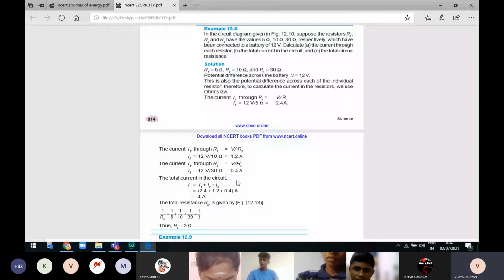We get 6 plus 3 plus 1, that is 10 by 30. Zero cancels, we get 1 by 3. So RP is the reciprocal of it. RP is equal to 3 ohms. So the total resistance in the circuit is 3 ohms. This is the answer for this.